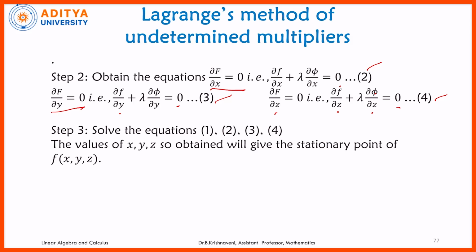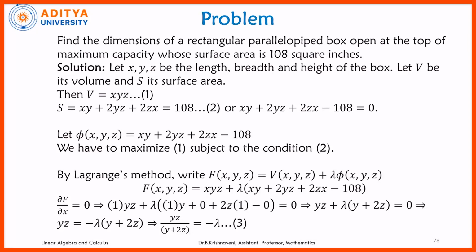Now we need to solve all these 4 equations, that is equation numbers 1, 2, 3, 4. Then we will get the values of x, y, z. The values obtained will give the stationary point of x, y, z, at which the function has a maximum or minimum. So let us get a clear idea about the method by discussing this question.